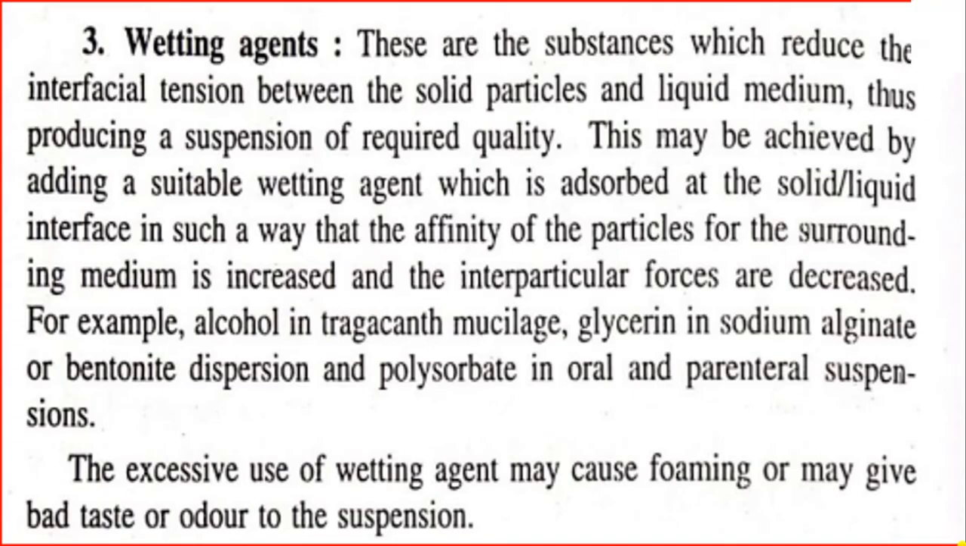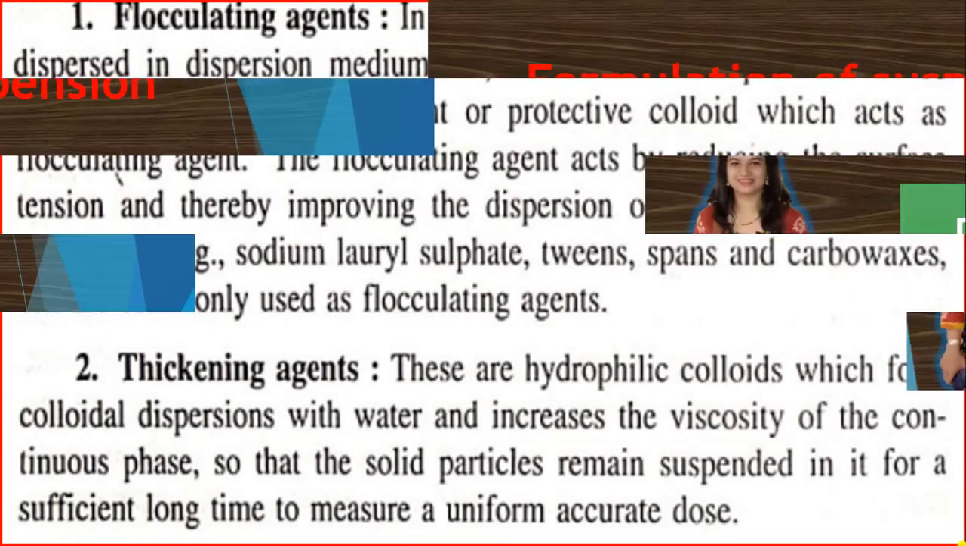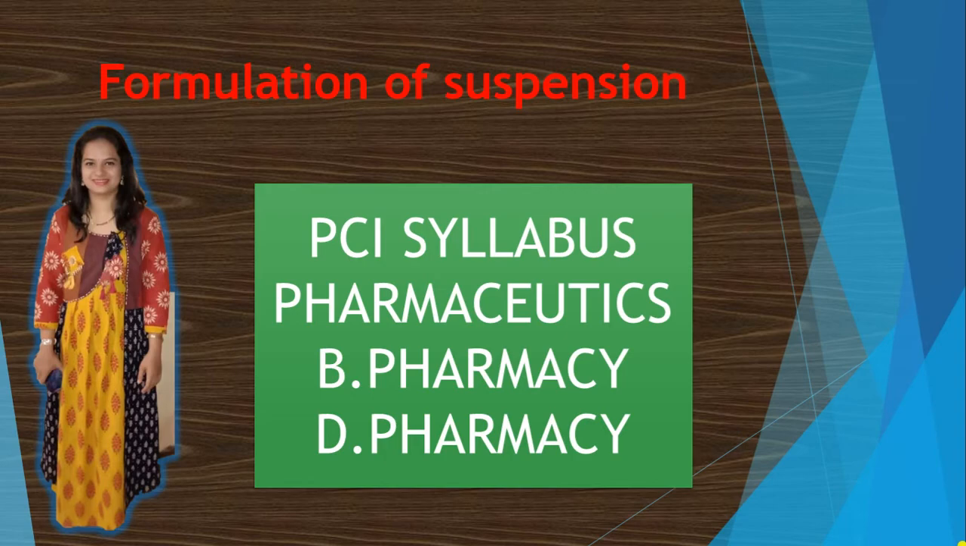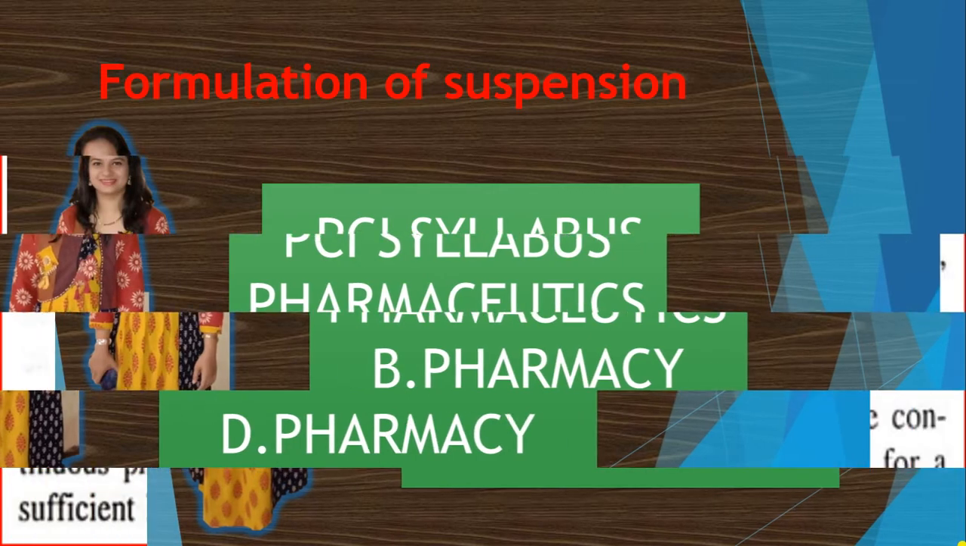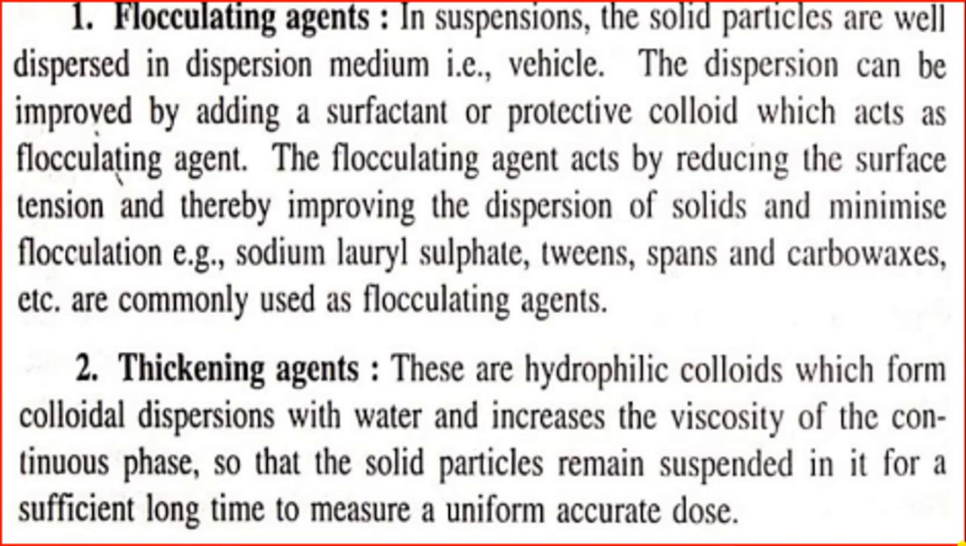So in this class we have seen the formulation of the suspension, and the flocculating agents. These reduce the surface tension, improve the dispersion and minimize the flocculation. They reduce the formation of flocs. Examples are SLS, Tweens, Spans, Carbowaxes. Thickening agents increase the viscosity of the continuous phase, and due to thickening agents solid particles remain in the suspended phase for a long time.